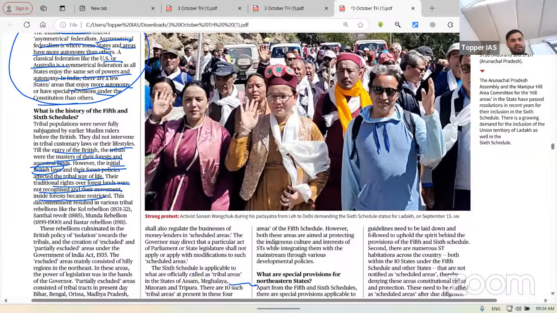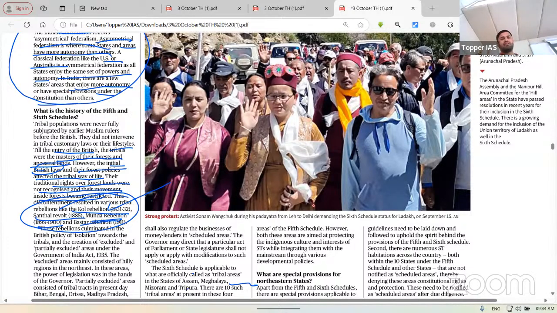Can you see revolts like the Kol Rebellion, Santal Revolt, Munda Rebellion, Bastar Rebellion? There are many tribal revolts you will come across in modern history, right? Correct? Those tribal revolts are the result of British laws. Because the British interfered in their internal affairs, these tribal revolts started. Correct? Are you following me? So this is the history.